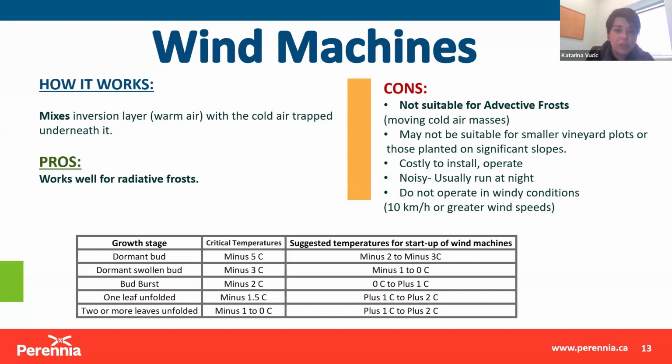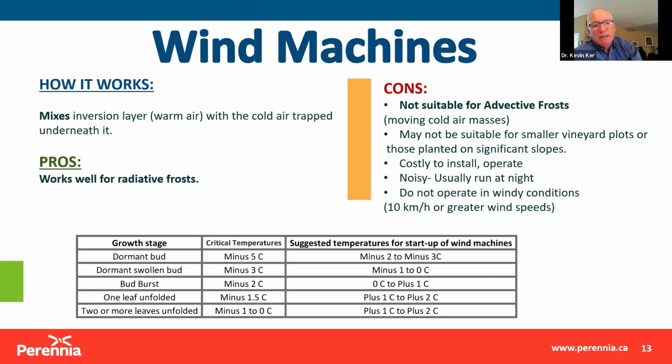And the top priority, of course, is to watch the wind speed and the temperature in order to power the machines at the right time, and also avoid damage to the equipment. So winds over 10 kilometers an hour will actually damage the machines itself. And as we've also kind of mentioned indirectly, do not use them in advective frost situations. You'll only be pushing cold air. So how much are they to run? They run about $50,000 to purchase, and between $100 and $125 an hour to run as well.